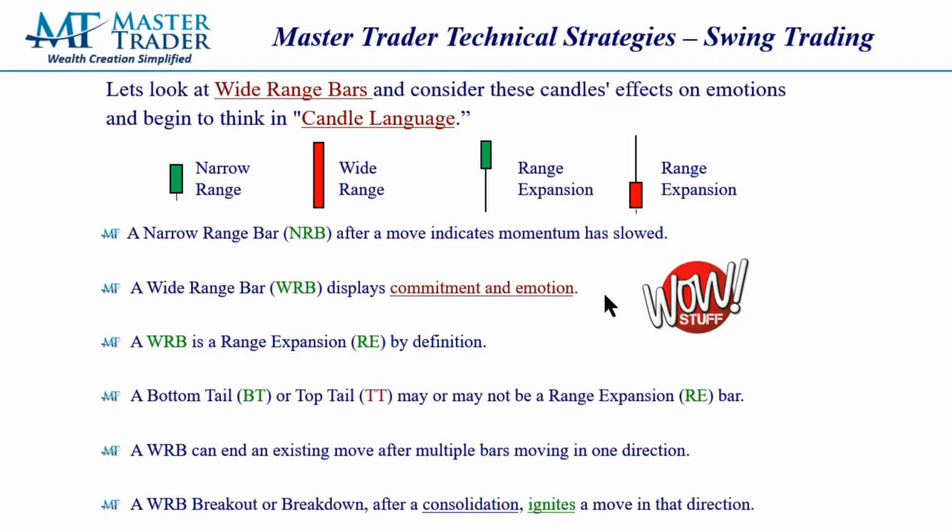So we look at wide range bars. We're going to consider them and these candles' effects, as always, on emotions, and we're thinking in candle language. I've already shown you narrow range bars, wide range bars. Is that bottoming tail also a wide range bar where there's been this range expansion, either bullish or bearishly? So narrow range bars after a move indicates momentum has slowed. The simple concepts of reading these candles on a continuous basis.